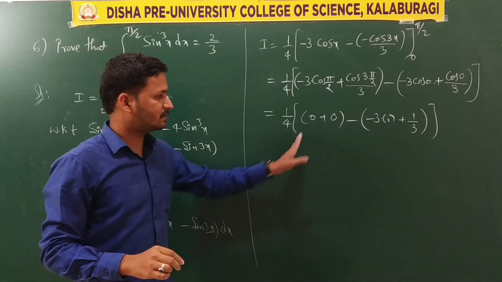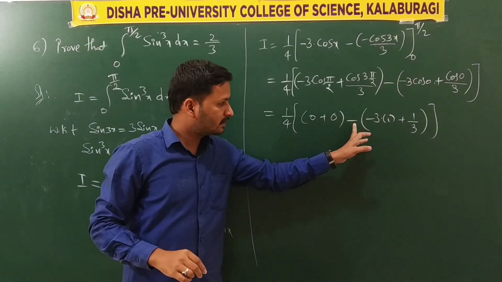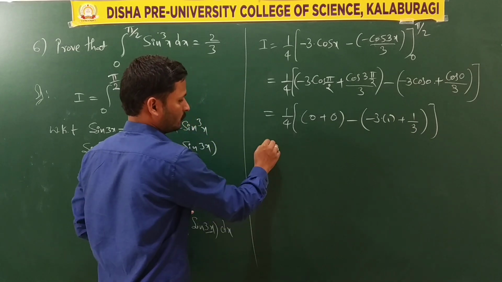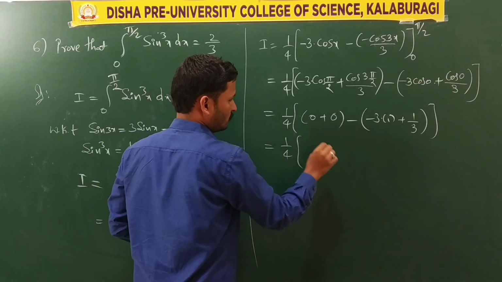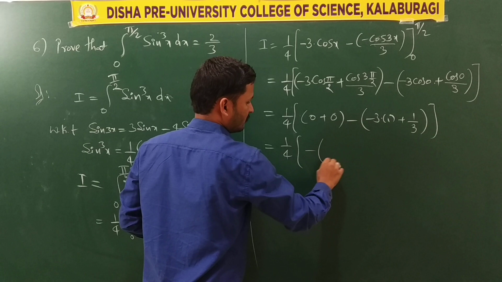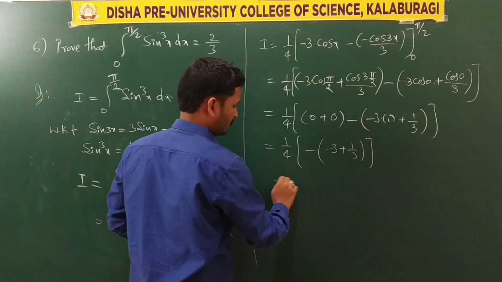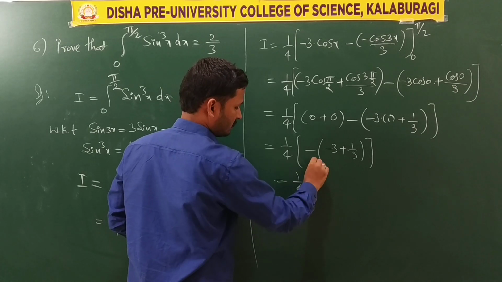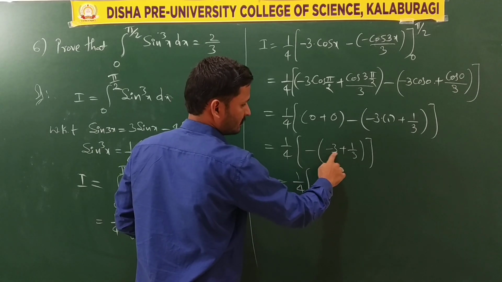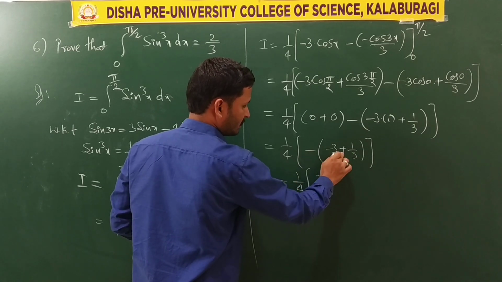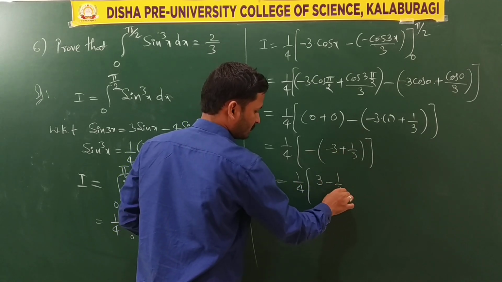So here 0 plus 0 is 0, what remains is 1 by 4 into minus of minus 3 plus 1 by 3. Simplify: 1 by 4 into minus of minus 3 plus 1 by 3. Minus of minus is plus 3, and minus into plus is minus 1 by 3.